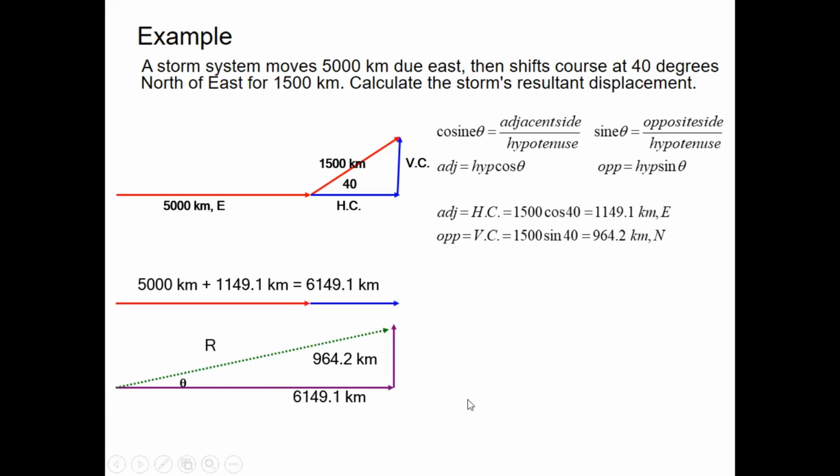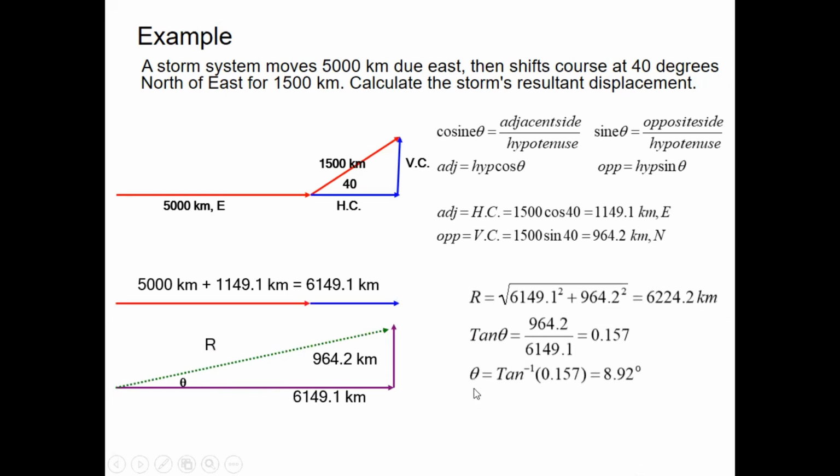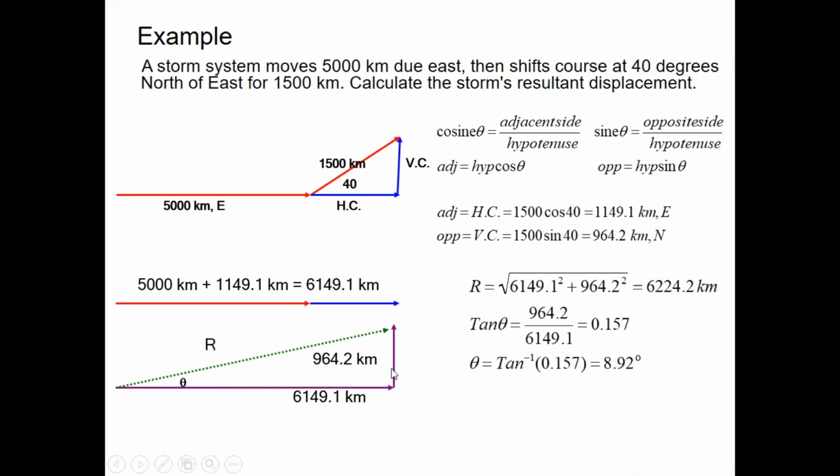So to do this, the resultant can be calculated with the help of this value. Again, it is a right angle triangle, and so this is a 90-degree angle, and therefore a square plus b square under root will give us the hypotenuse. So resultant is equal to the square root of a square plus b square, and the answer is 6,224.2 kilometers. Then we use the tangent law.